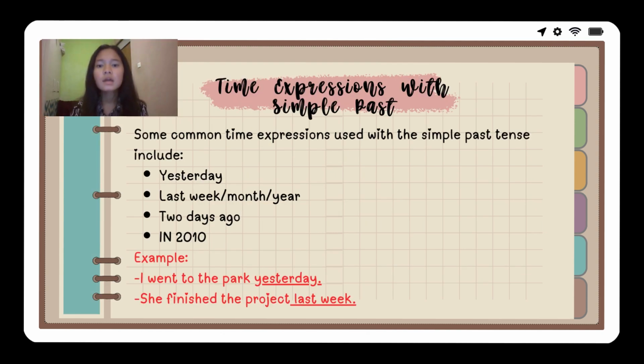Next is time expressions with simple past. Because this is simple past tense, we use words that relate to yesterday or the past. The time expressions used with the simple past tense include the first one is yesterday, the second one is last week or last month or last year, the third one is 2 days ago, and the last one is in 2010. The example is I went to the park yesterday and she finished the project last week.